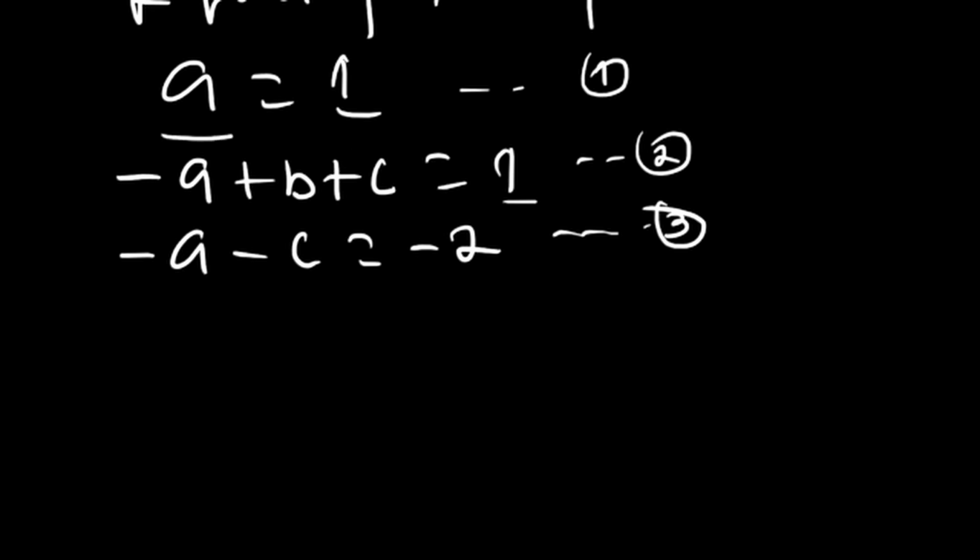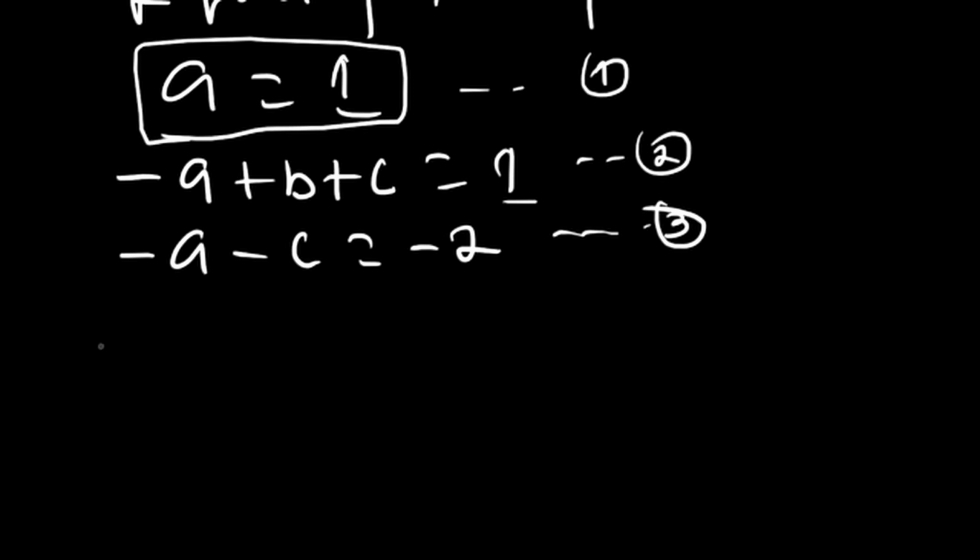We already have our A, so we don't have to do anything too technical. We can't use elimination in this case because the equations are not perfectly aligned. You can see that equation 1 only has an A. Equation 2 has A, B, and C. Equation 3 has A and C only. So we can't use the elimination method. It's not going to work. So we have to use the substitution method.